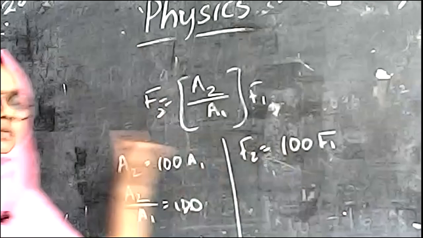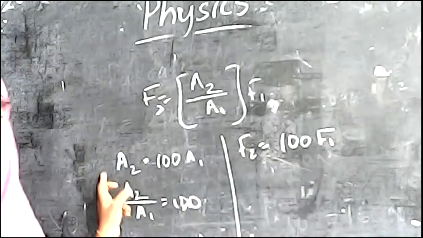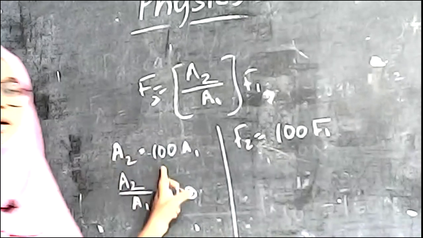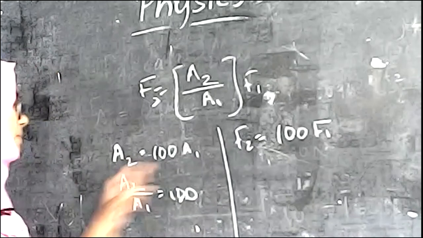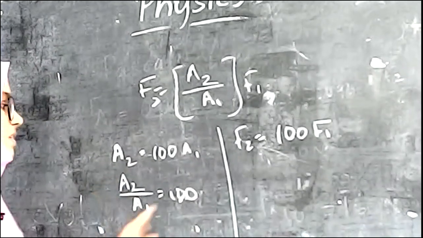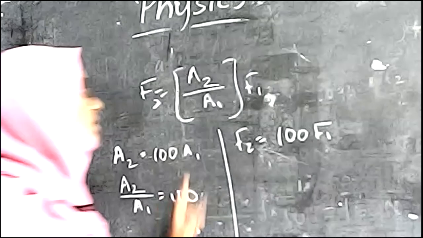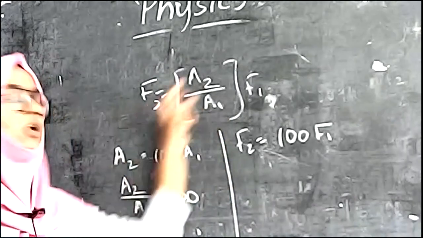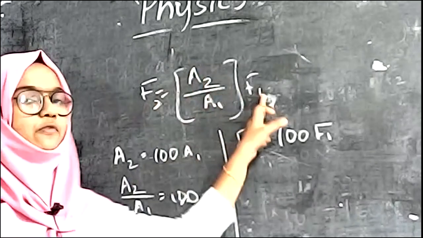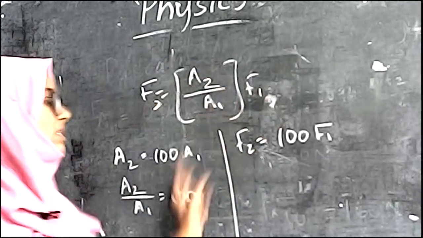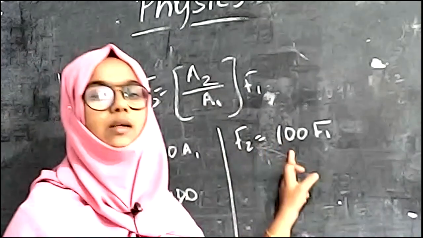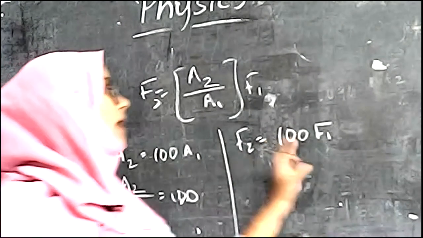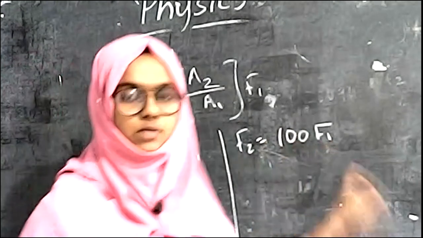That is how we got the area of cross section of the second piston taken as A2 is equal to 100 A1, and from here we can write A2 by A1 is equal to 100 and put this number into our first equation. F2 is equal to A2 by A1 into F1, and A2 by A1 is 100. F2 is equal to 100 F1. The experienced force F2 is equal to 100 times the applied force.